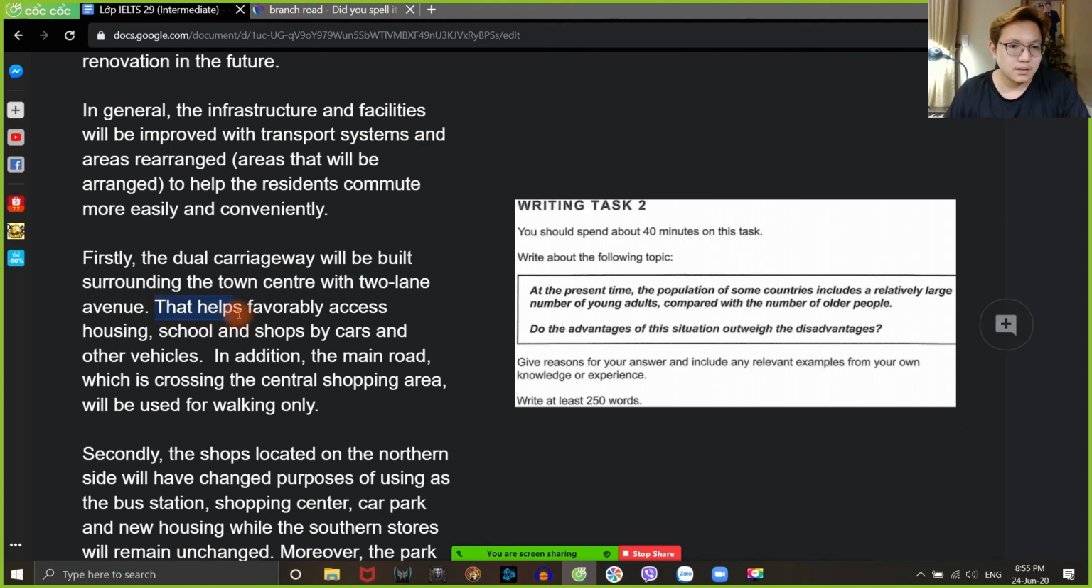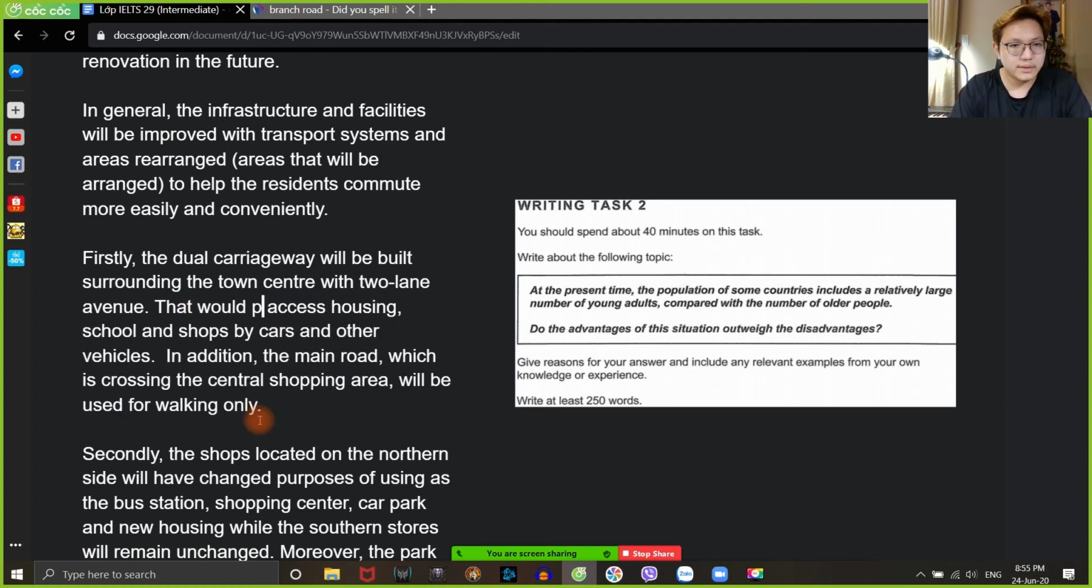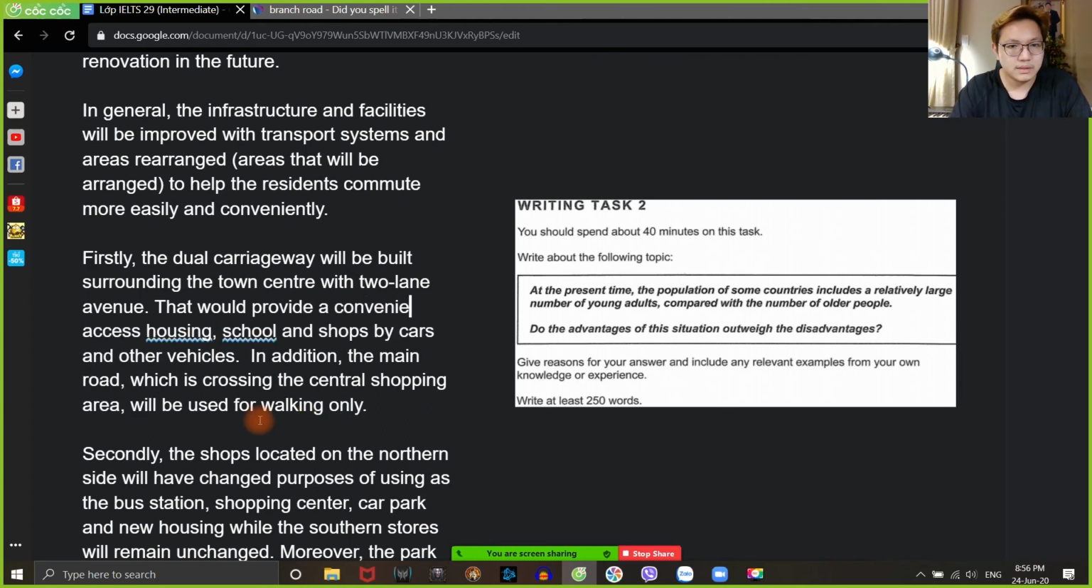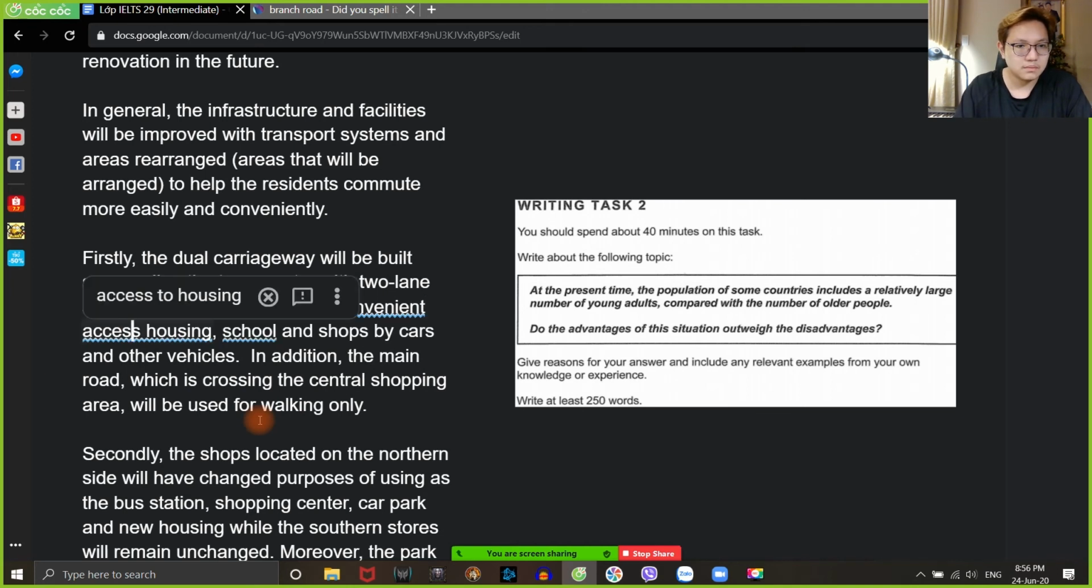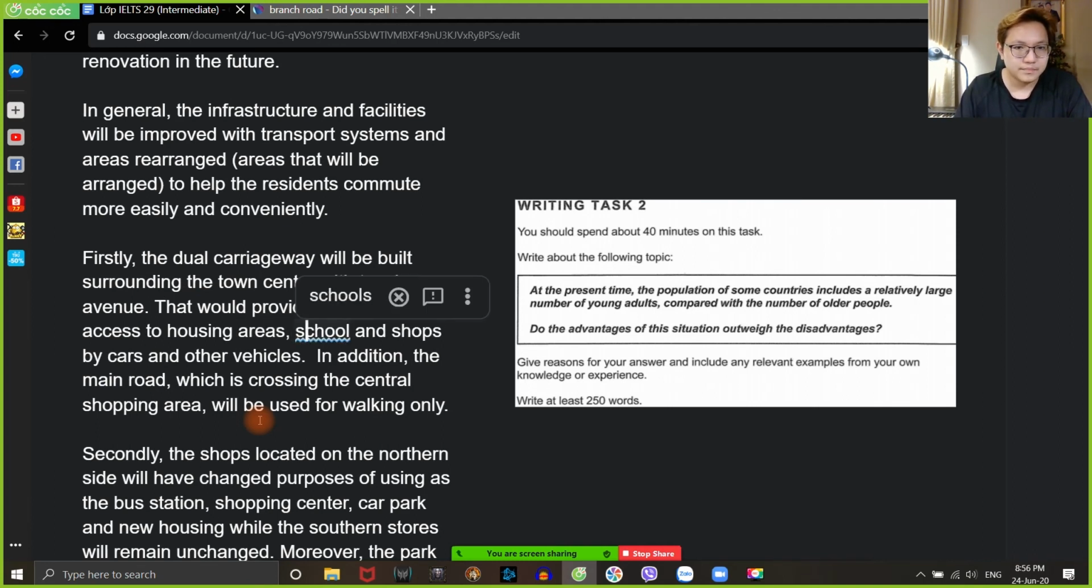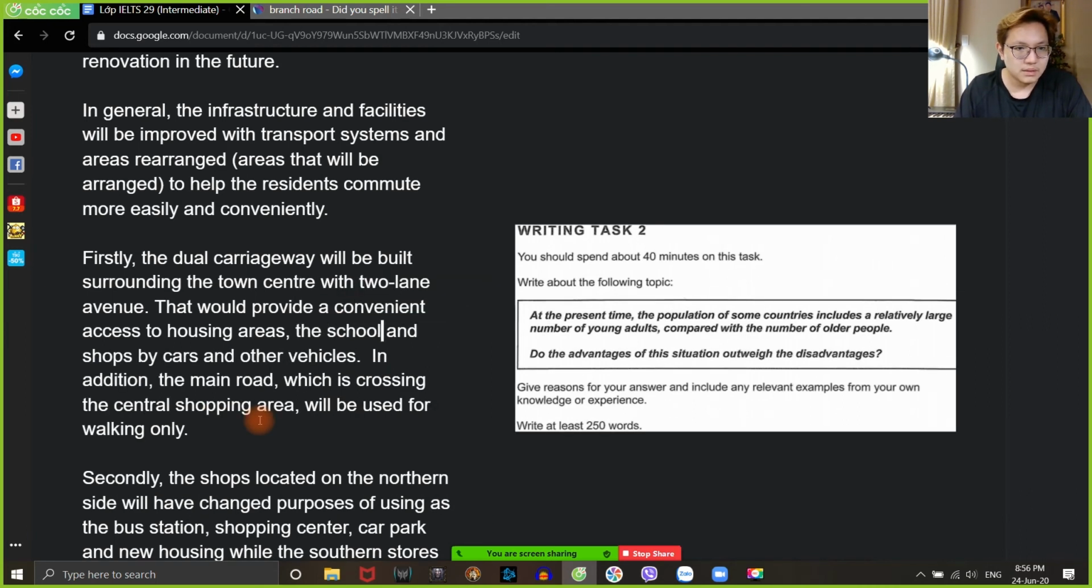It might make convenient access to the housing scores. Yeah. That would provide, okay, let's say that would provide a convenient access. Lúc này access là danh từ. To housing, school and shops. To housing areas. The school and shops. Nó sẽ, điều đó sẽ cung cấp một cái sự tiếp cận rất là tiện lợi. Will provide a convenient access to housing areas, the school and shops.